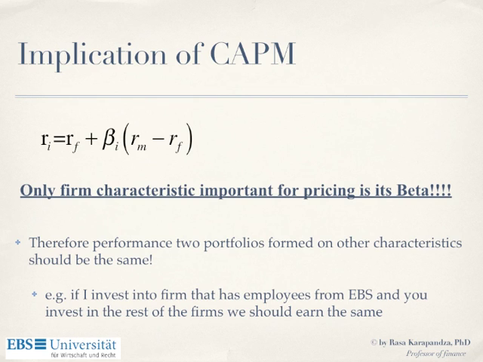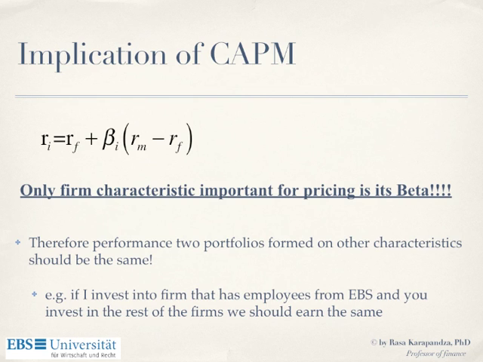And this implies that if you sort companies according to high beta and low beta, high beta companies will give you high returns, low beta companies will give you low returns. But if you sort companies according to size, small companies versus big companies, they should give you the same thing, because this is not beta. The only thing that matters for the return is beta.